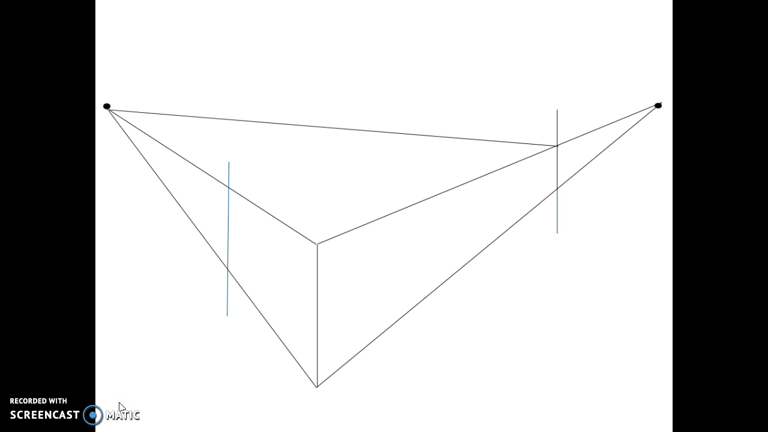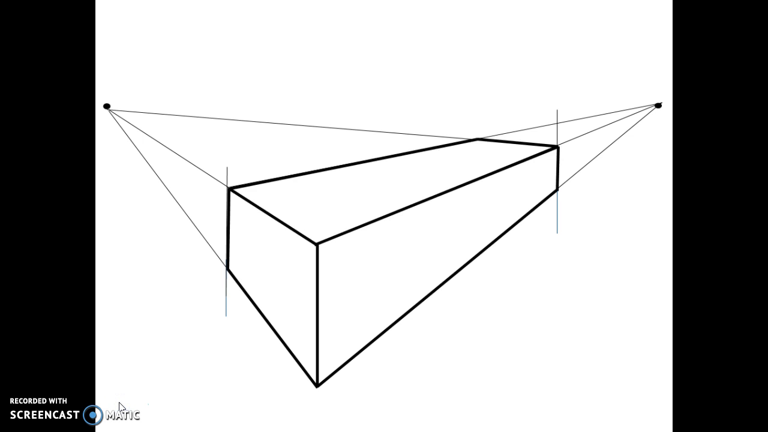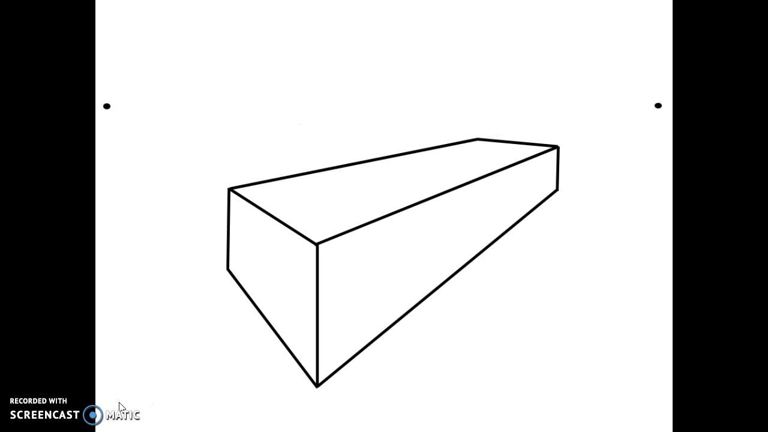The next step is to project a line from the length marker of the box to the left-hand vanishing point and one from the width marker of the box to the right-hand vanishing point. So far we have been using construction lines. They are thin and light, and we need to darken the lines that outline the object, which are known as object lines. And the next step is to erase all the construction lines.